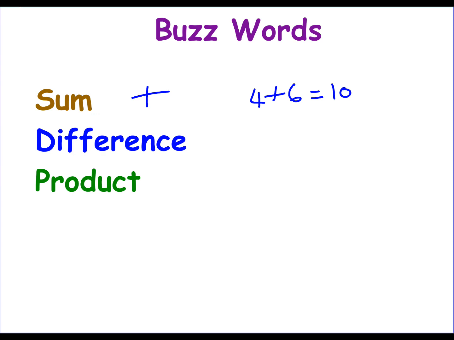The difference is the result of a subtraction question. So what is the difference between 6 and 4? So the difference is 2. And finally, one of the favourite buzzwords in exams is the word product. This is the result of a multiplication. So what is the product of 6 and 4? The product is 24.